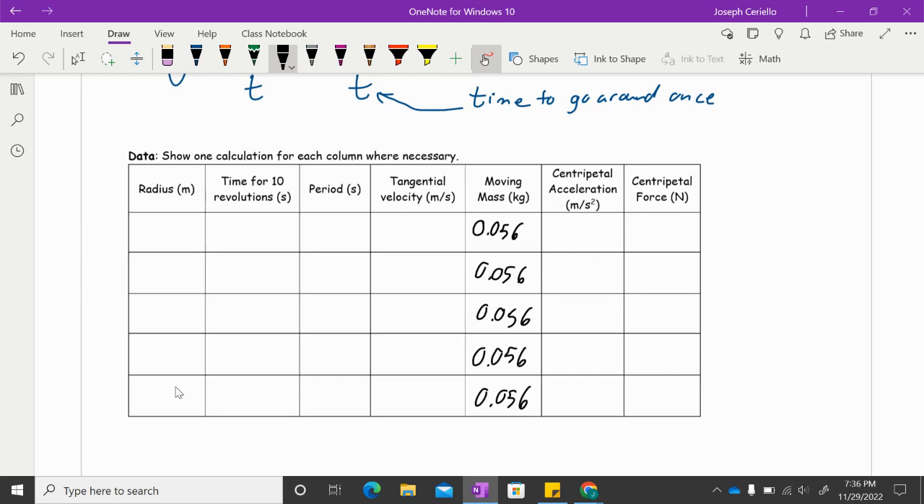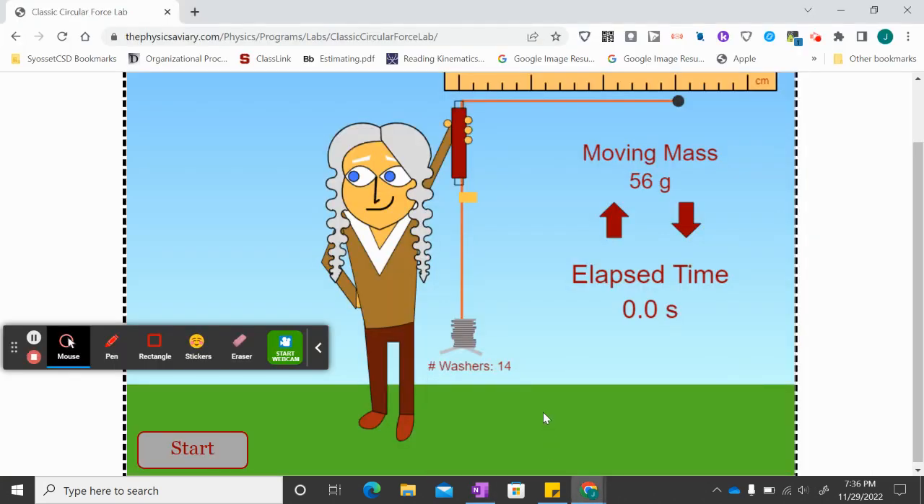Then we're going to calculate the tangential velocity, the centripetal acceleration, and the centripetal force. You just need to show one calculation for each column, but you do need to do 5 different radii. And again, you do not change the number of washers. So for example, my number of washers is 14. I will not change that. You can't use 14, and you cannot use 56 for the moving mass. So let's get going. All right.